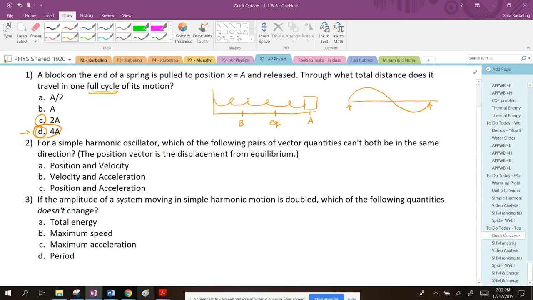Are you ready to discuss number 2 as well? Yes, a little uncertain, but we're going to go for it. For a simple harmonic oscillator, which of the following pairs of vector quantities can't both be in the same direction? So to be clear, we're saying cannot, will never be in the same direction. The position vector is the displacement from equilibrium. Position, velocity, acceleration, position, acceleration.